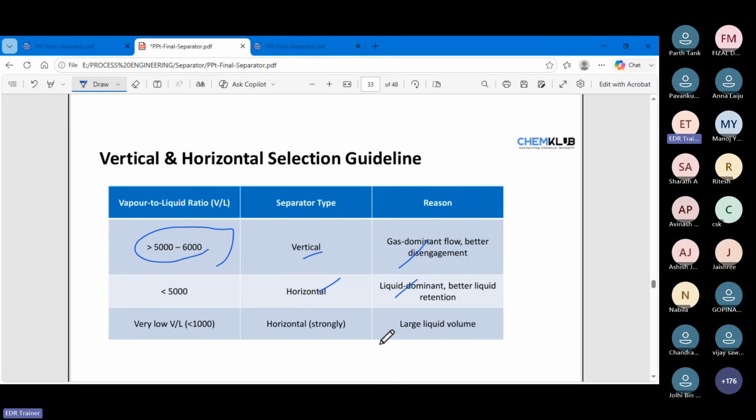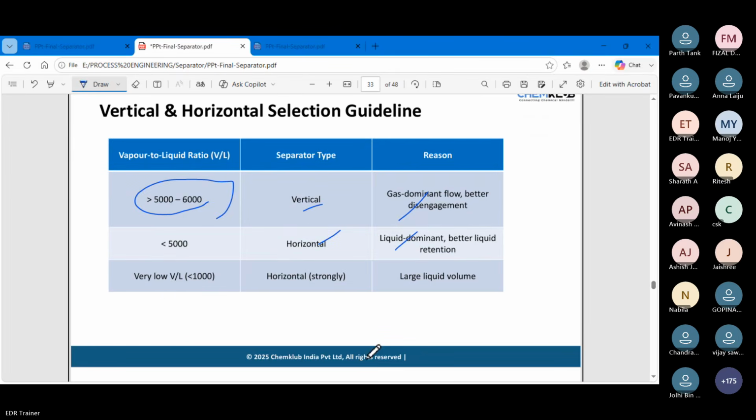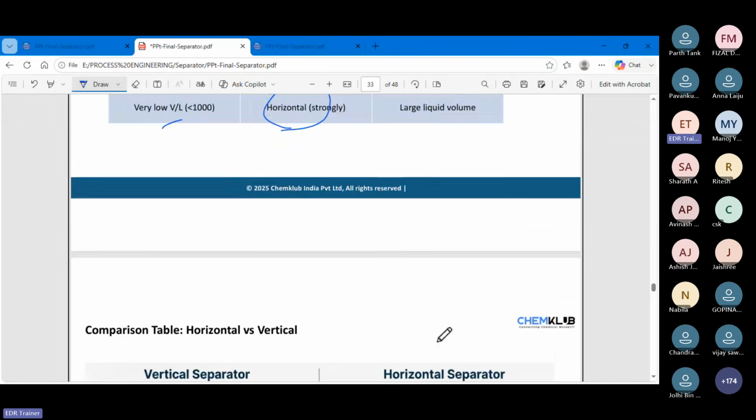If you are thinking of 10,000, 20,000, or 50,000 meter cube per hour flow rate, in that case vapor and liquid are more governing, so we are not going to use a vertical one. With a vertical one, the vertical length is too high, so we have to use a horizontal one for the separation. If the vapor is very low but the liquid is higher, we can choose the horizontal one for the large liquid volume.